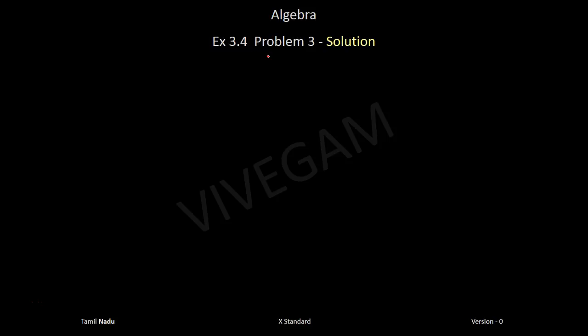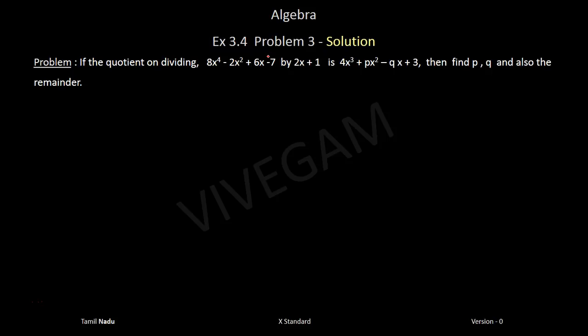Exercise 3.4 problem 3 solution. If the quotient on dividing 8x to the power of 4 minus 2x square plus 6x minus 7 by 2x plus 1 is 4x cubed plus px square minus qx plus 3, then find p and q and also the remainder. It's exactly like the previous problem.